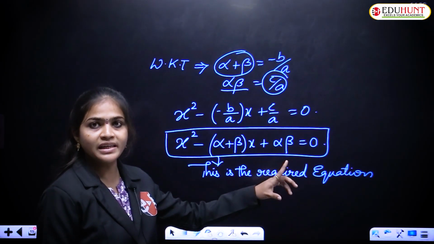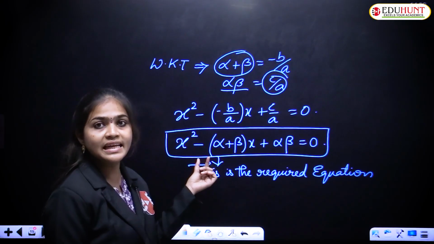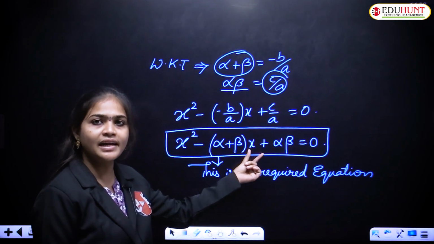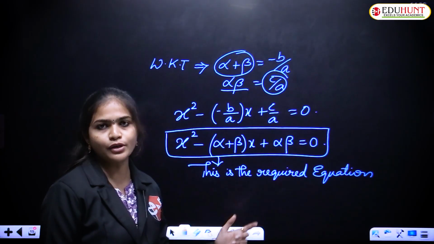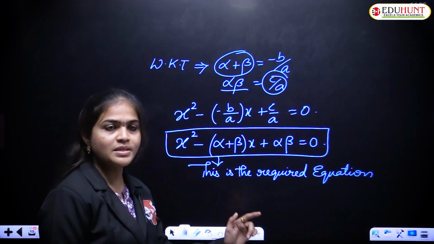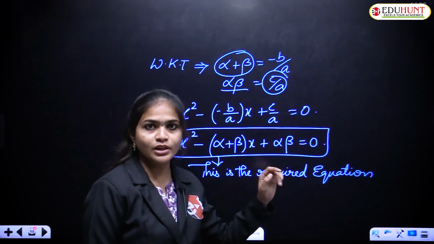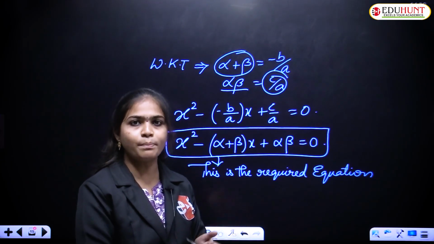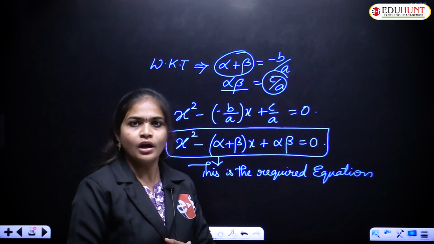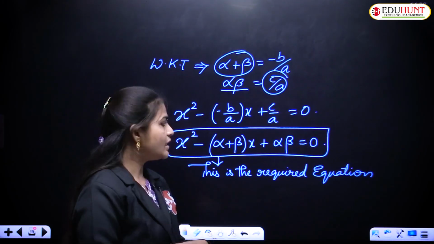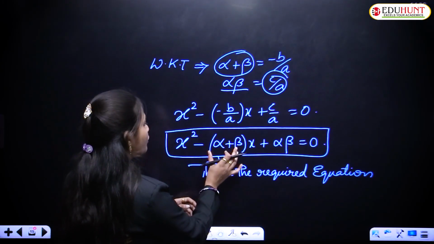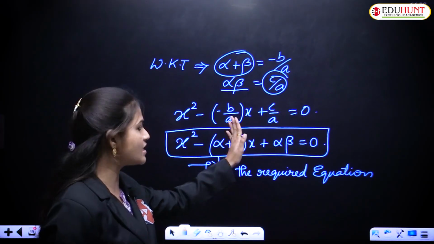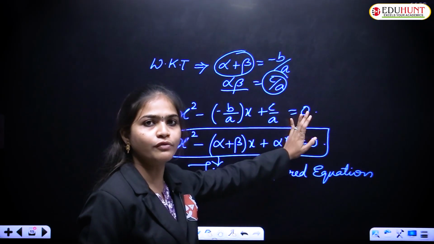If the roots are given, then what is the equation? The formula is x square minus alpha plus beta into x plus alpha beta is equal to 0. Children, here you have to observe one thing. Every time they will not give alpha and beta, right? Sometimes they will say a, b are the roots of the equation, or p, q are the roots of the equation. So here you have to observe that alpha plus beta is nothing but the sum of the roots, and alpha beta is the product of the roots.